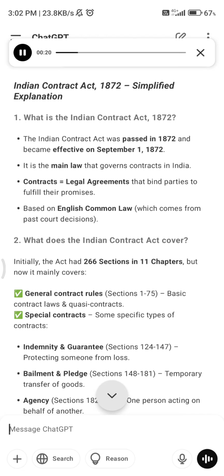Contracts equal legal agreements that bind parties to fulfill their promises, based on English common law, which comes from past court decisions.